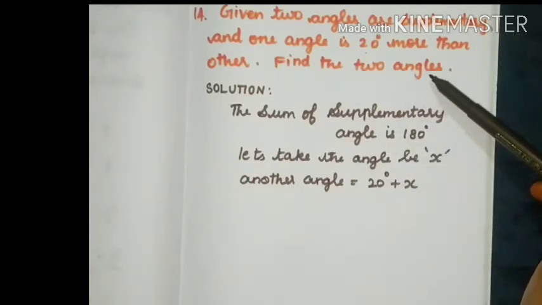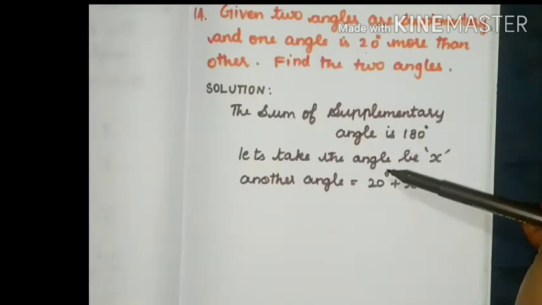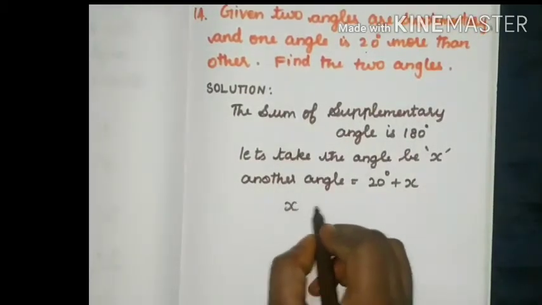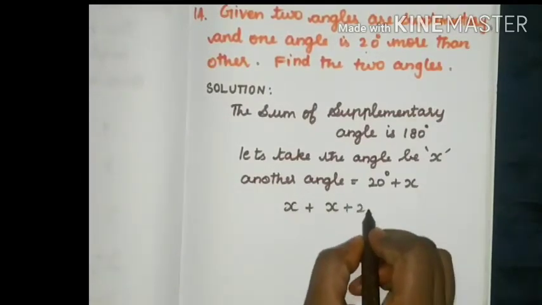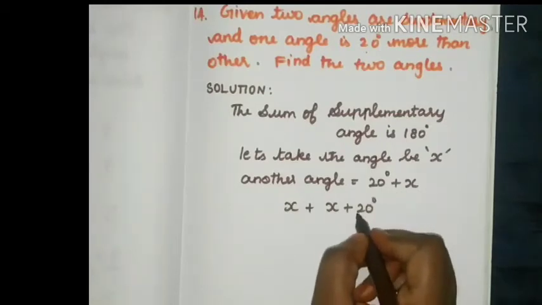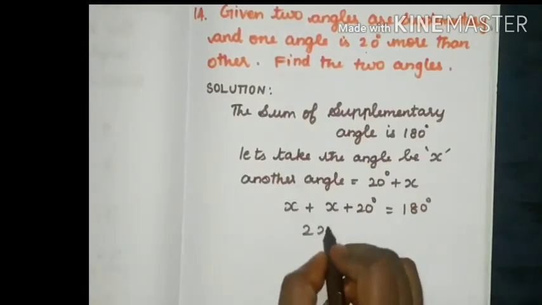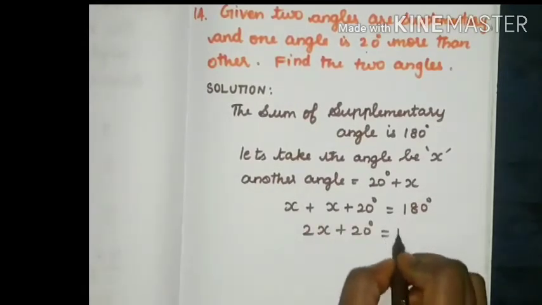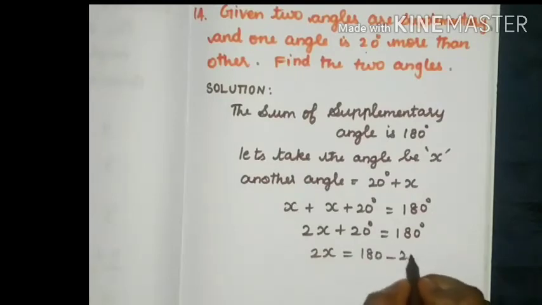Find the two angles. As we already know that the sum of supplementary angles is 180 degree. When we add the two angles, one angle is x and other angle is x plus 20, equal to 180 degree. x plus x is 2x plus 20 degree equal to 180 degree. Then the plus 20 will go to right hand side, means it will change into minus 20. 2x equal to 180 minus 20 is 160 degree.